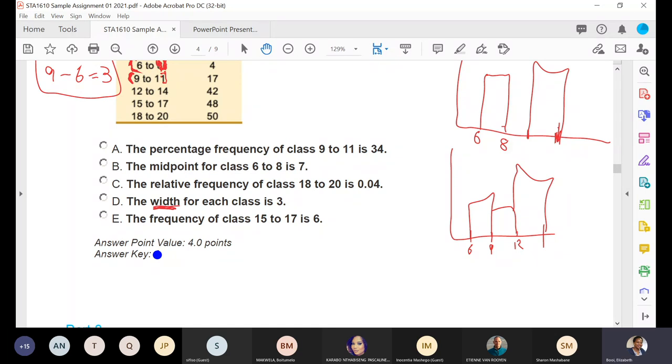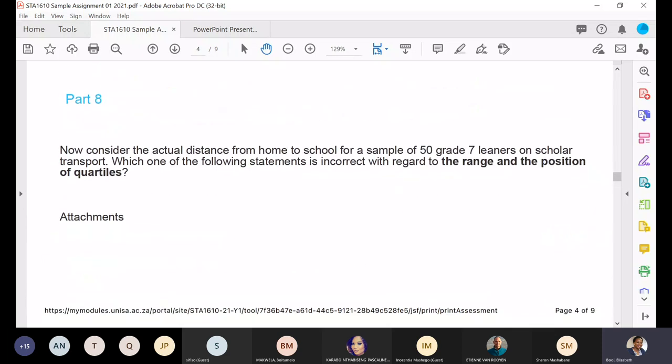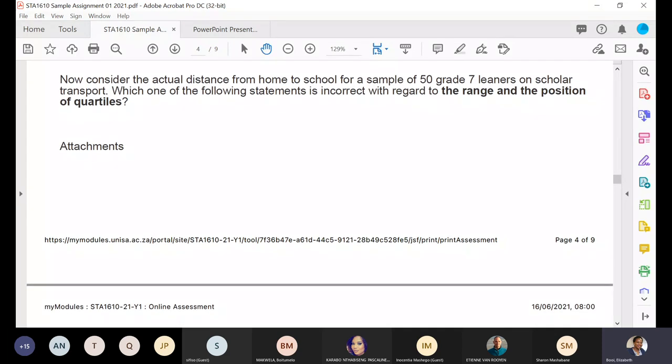I think also you did receive an erratum, and you got an extra mark. If you chose either D or A, you would have gotten a mark for it, which is 4 marks. Okay, so we are left with so many.